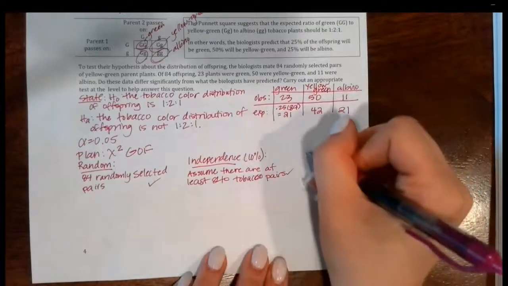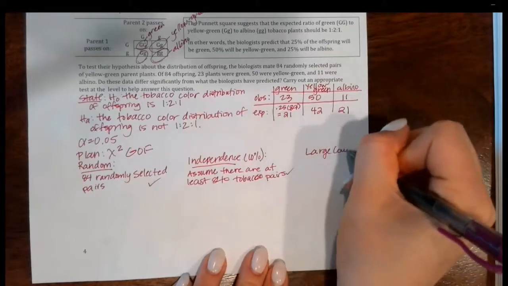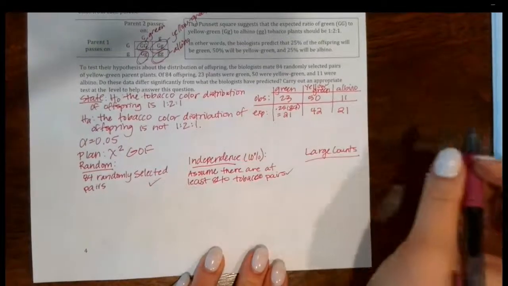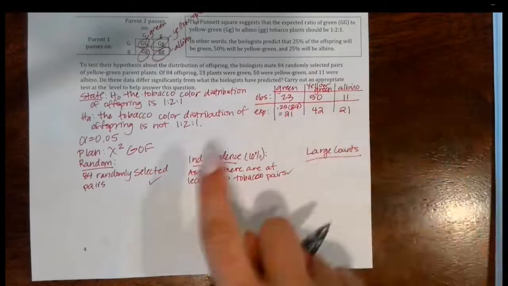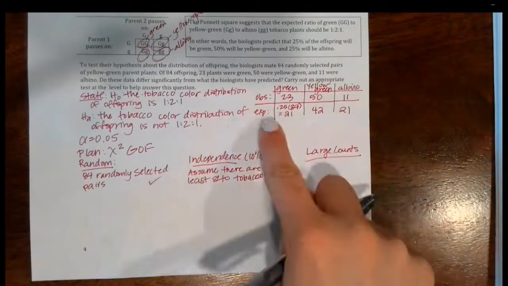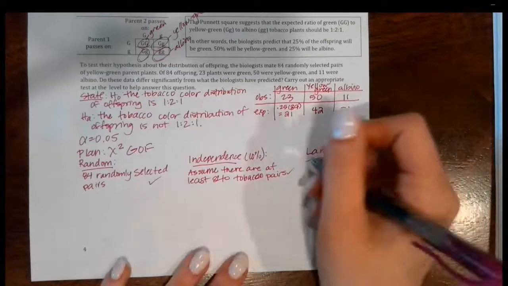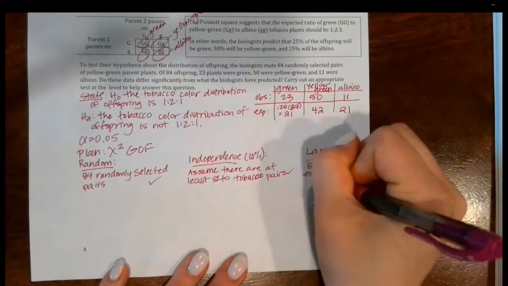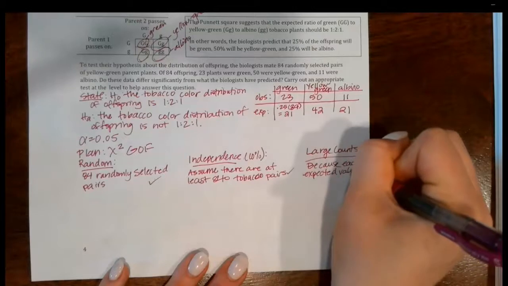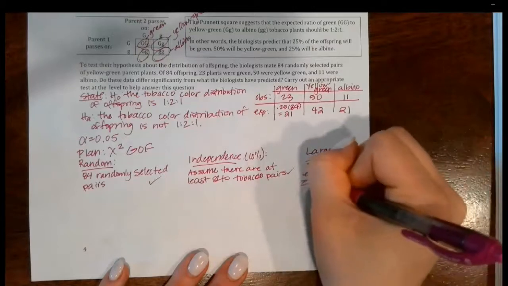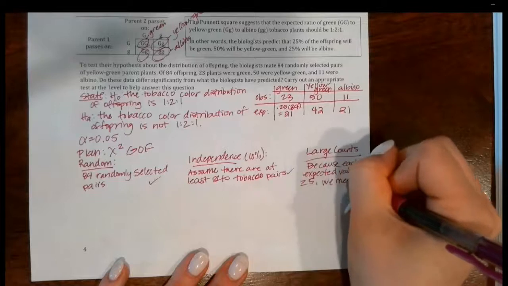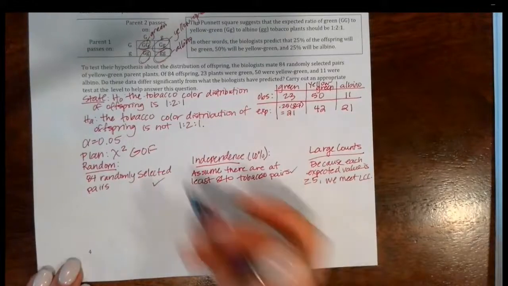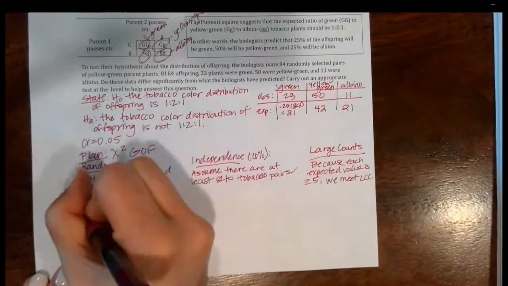And then we have our large counts. This is not a normal curve, but if we have our large counts, then we can use the chi-squared curve. All right, so our large counts condition says that each expected value is greater than 5, and we have 21, 42, 21. So because each expected value is greater than or equal to 5, we meet the large counts condition. All right, so we met all 3 of our conditions. So now we have done our state and our plan, so now we have to do the work.